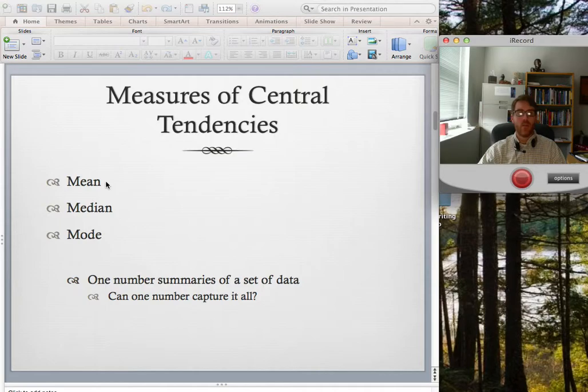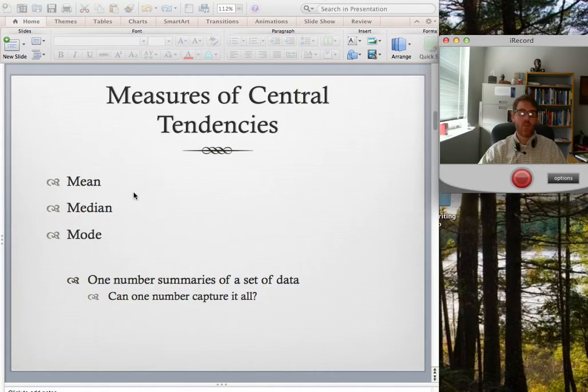And the mean being the average, taking all the numbers, dividing by the total possible number, and you get a mean, you get an average. The median being the very middle, the center of the data. If you could cut the data in half, it would be the median number. And mode is the most frequently and most common occurring number within that set of data.